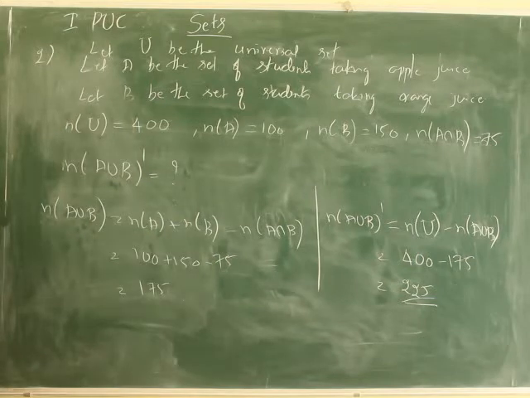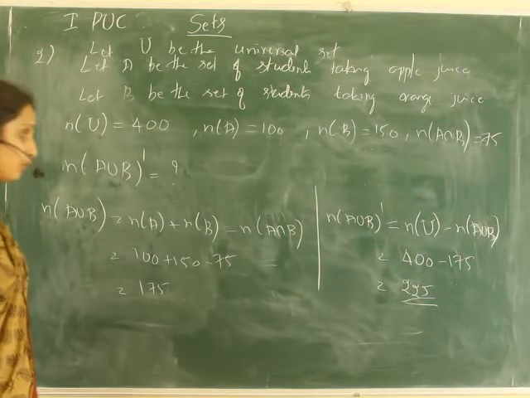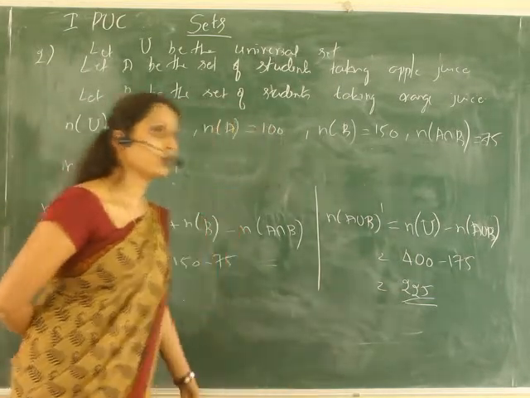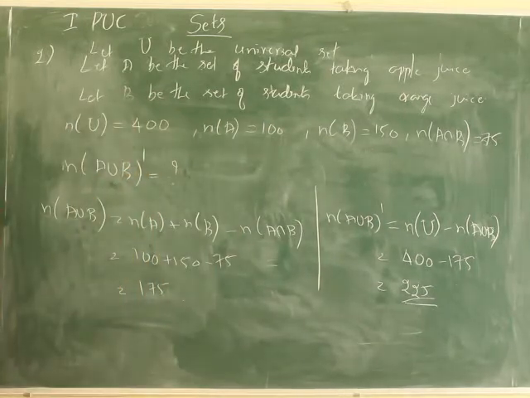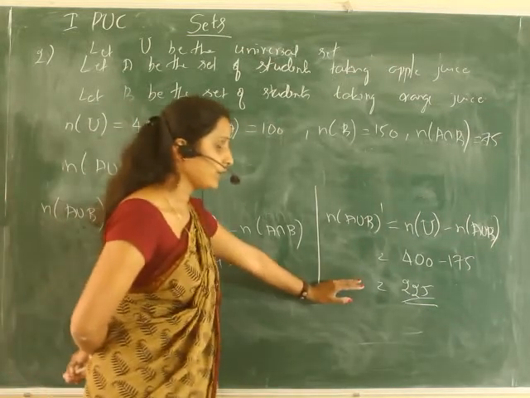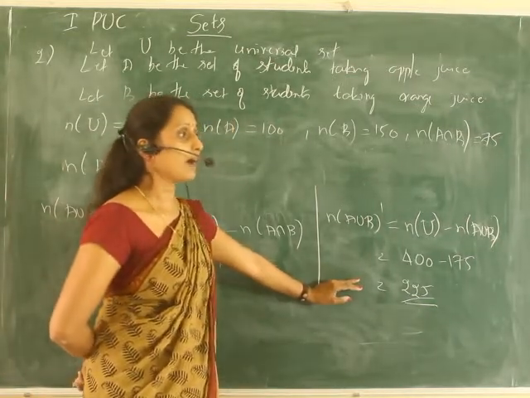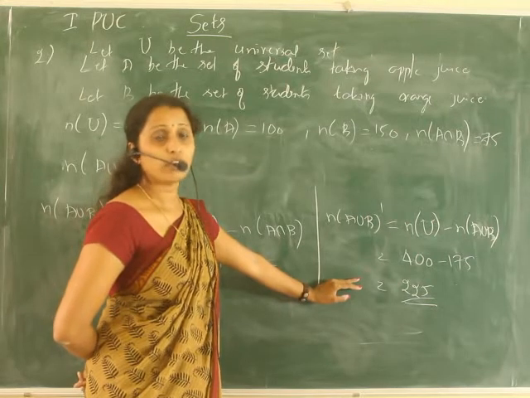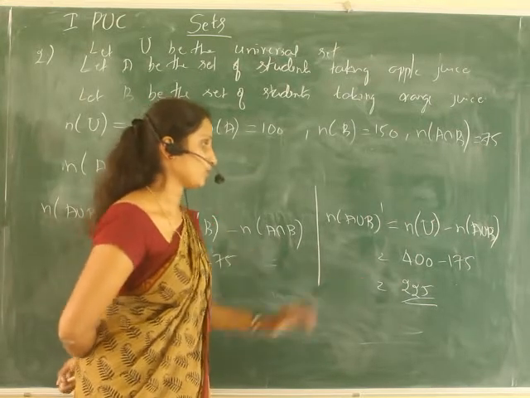So what is the answer? Therefore 225 students are neither taking orange juice nor apple juice. That is the final answer you have to write.